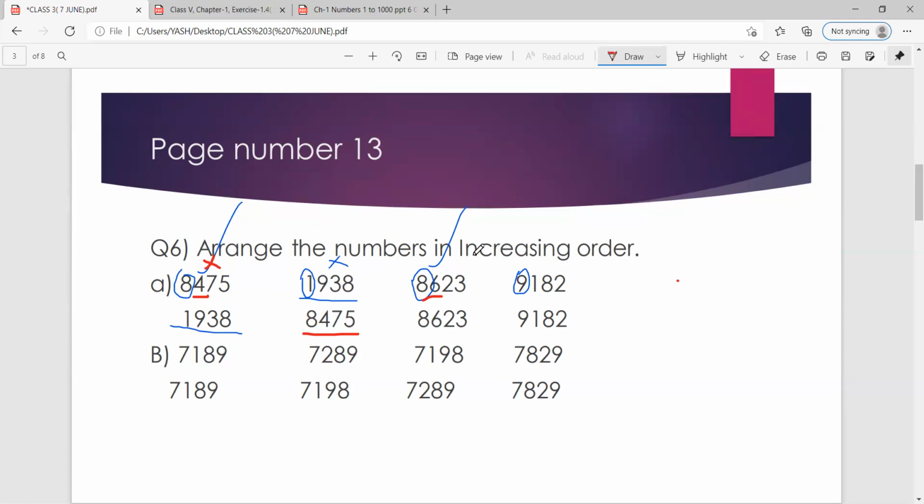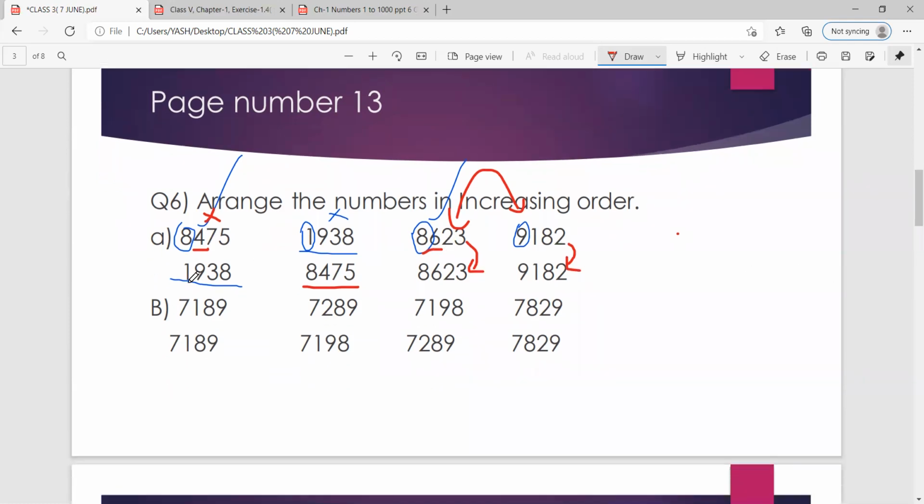Now we have to check between these two numbers. As we know, before we were comparing this number and this number. As we have already written this number, that means third place should be occupied with this number and last should be this one. So now let's go to the B part.